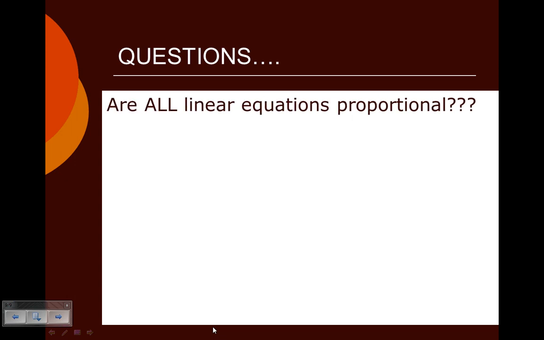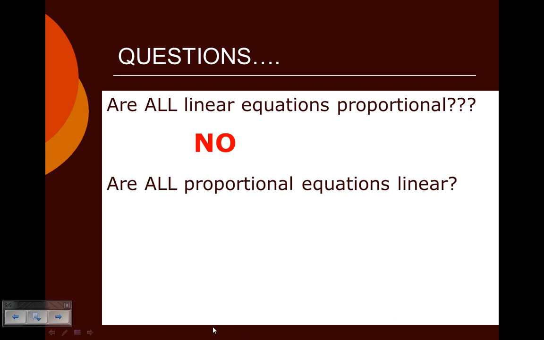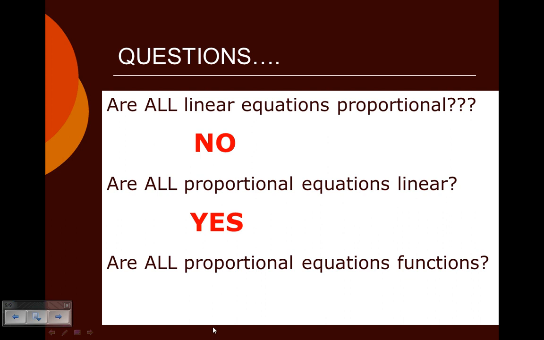Okay, so think about this. Are all linear equations proportional? No. Okay, so it could cross at different places. Are all proportional equations linear? If it's proportional, does it have to be linear? Yes, it does. Are all proportional equations functions? Okay, think about what a function means. A function means the x number cannot repeat. Yes, all proportional equations have to be functions.